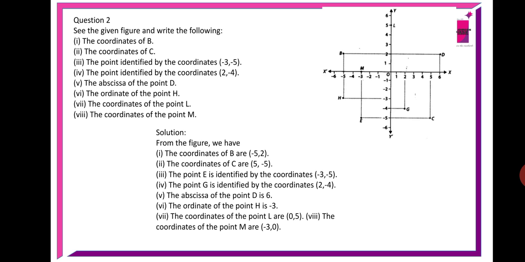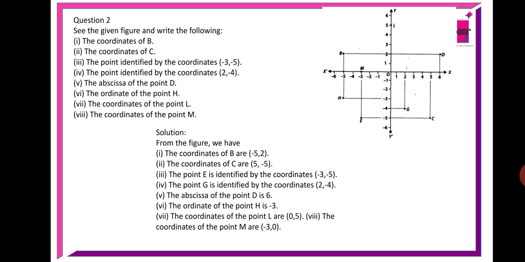The coordinates of C: you can see it is in Q4, that is (5, -5), right side and down. The point identified with the coordinates (-3, -5), you can see in the third quadrant. The point is E.